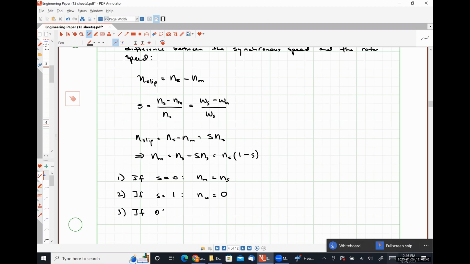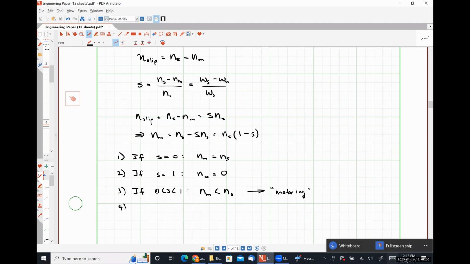If our slip is between 0 and 1, this means our rotor speed is less than our synchronous speed, and our induction motor is in the motoring region of operation. So effectively, all this means is that the device is working exactly how we expect it to. The rotor isn't spinning quite as fast as the stator field is. Everything is groovy.